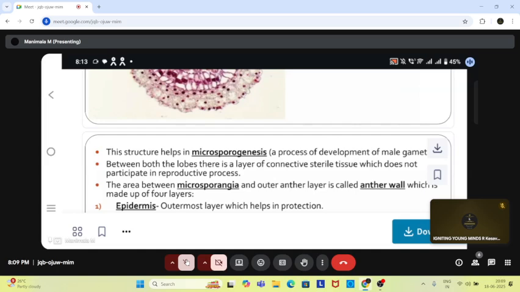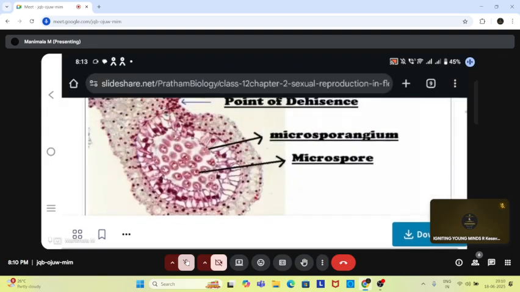Next, the stamen and microsporangium: how does it take place? The structure helps in microsporogenesis, the process of development of male gametes. What is microsporogenesis? The process which produces the male gamete. And between the two lobes, we have a connective tissue.